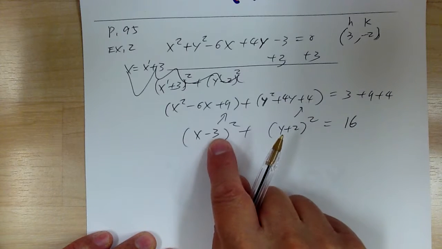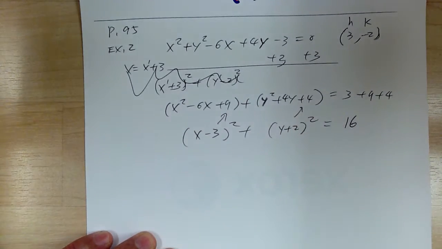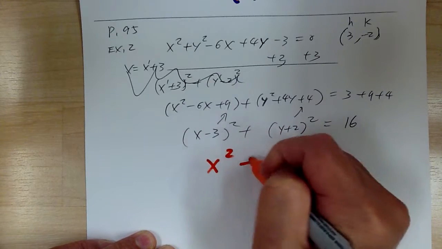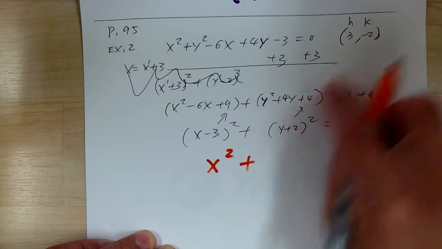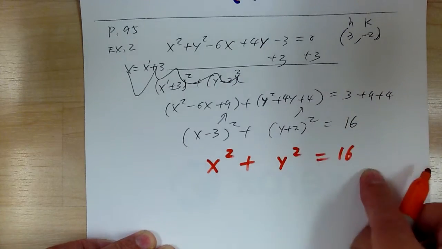Now you substitute, right? Notice this is the h. This becomes the new x. I'm going to use a different color to represent the new x. So this becomes x squared plus, this is the new y, because if you substitute, it becomes y squared equal to 16. And that's your new equation.